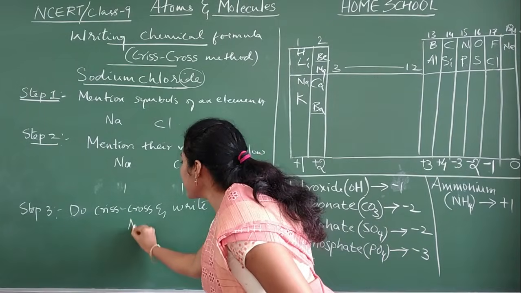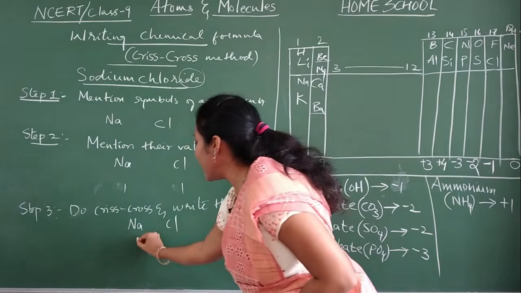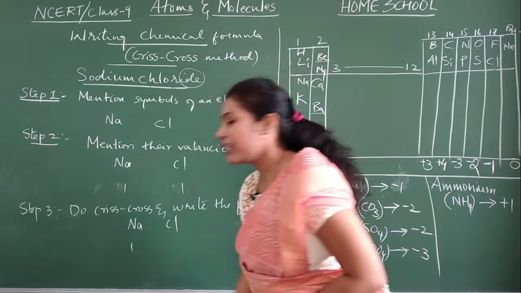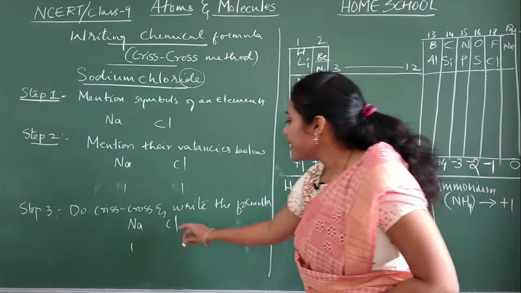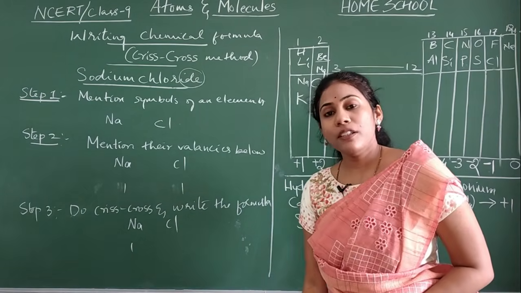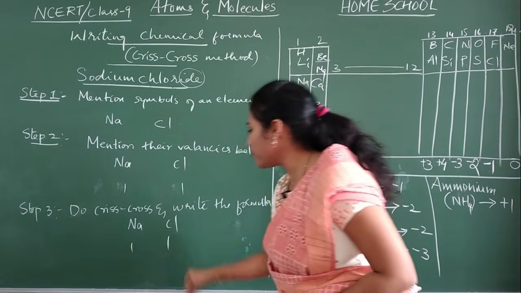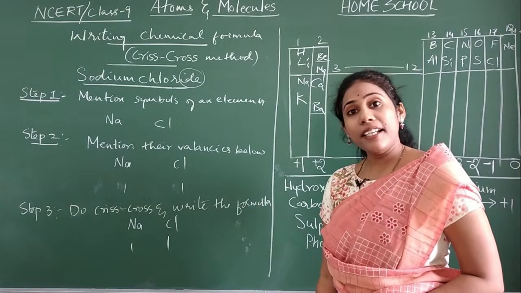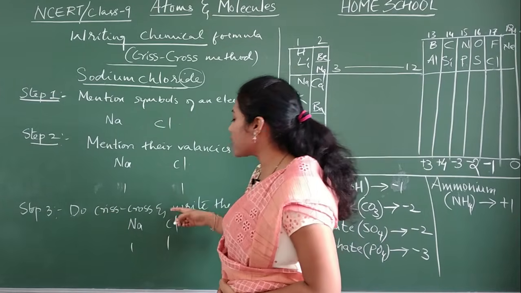Okay. Say initially we have to write Na and later Cl. Its valency is +1, plus you no need to consider, just the digit you consider, that is 1. Cl's valency is -1, no need to consider the sign minus, just consider the digit 1. And later, step 3 you have to do. What is step 3? Do crisscross.